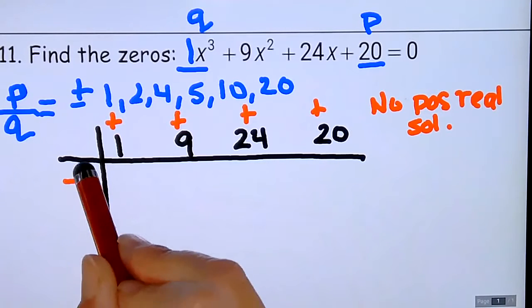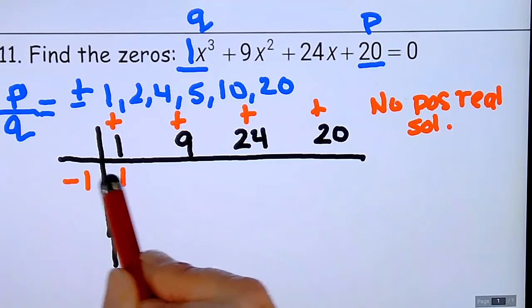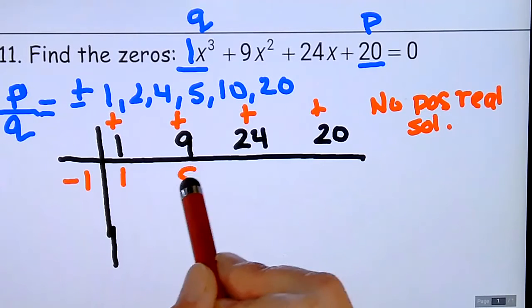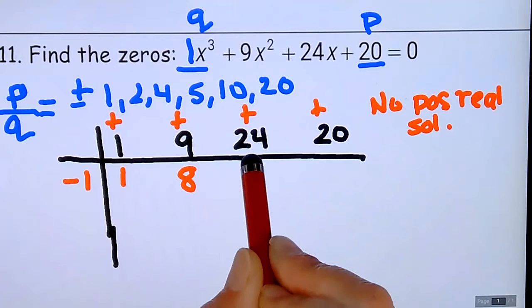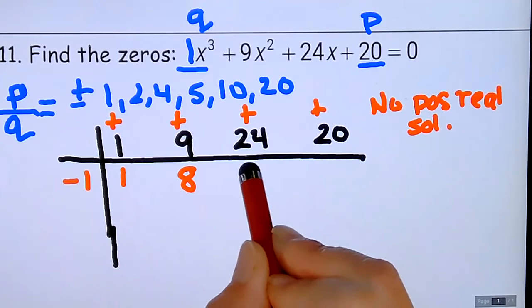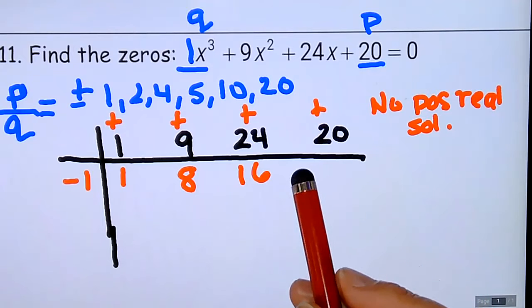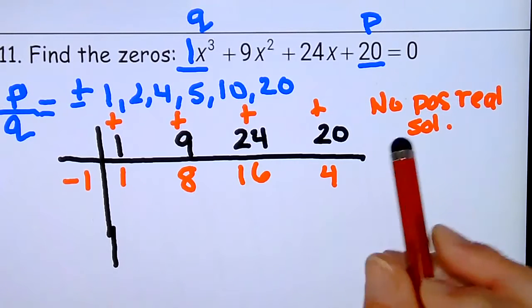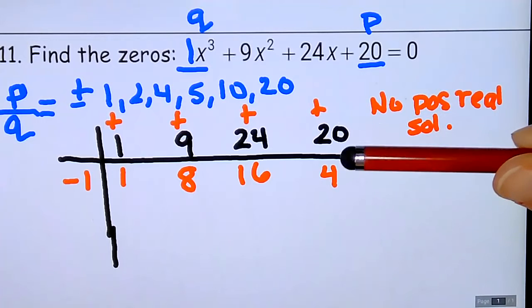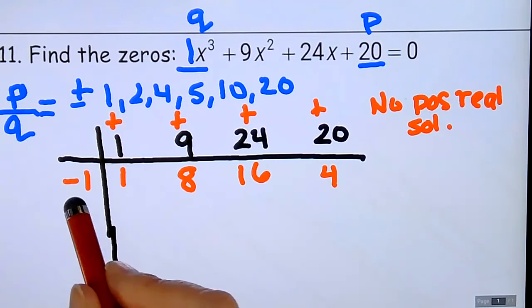So I'm going to go the other direction. I'm going to start with negative 1. I'm going to bring that down. So this is a 1. 1 times negative 1 is negative 1. Add it, 8. 8 times negative 1 is negative 8. Add it, and I end up getting a 16. And if I take 16, negative 16, and I add it, I get a 4. So I was at 20, now I'm at 4. I'm going down towards 0, so I'm going the right direction.